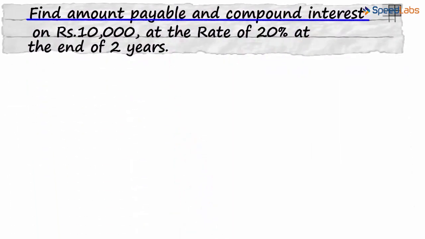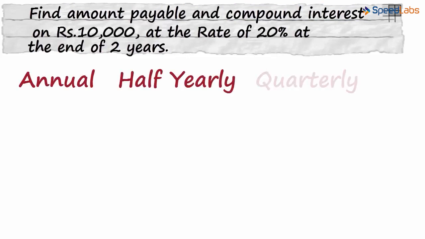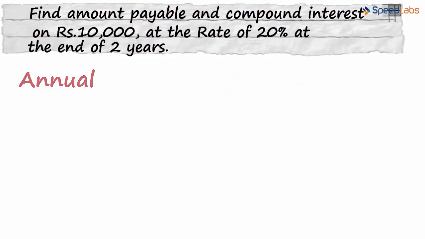We have to find the amount payable and compound interest on 10,000 rupees at the rate of 20% at the end of 2 years. We need to find the amount as well as the compound interest. In this case, we find the answers for all three cases: annual compounding, half-yearly compounding, and quarterly compounding. But remember, if half-yearly or quarterly is not mentioned, we assume it's annual compounding.